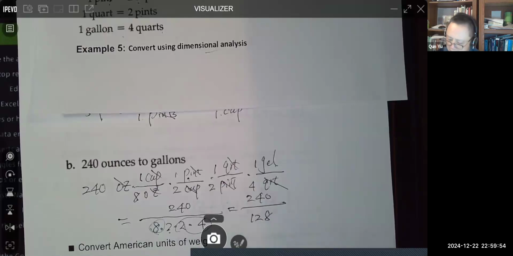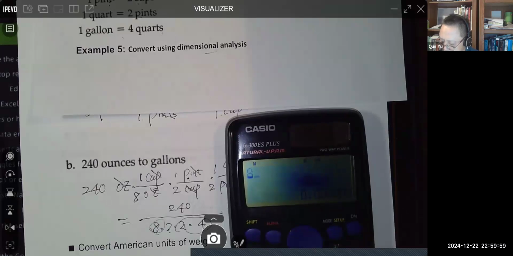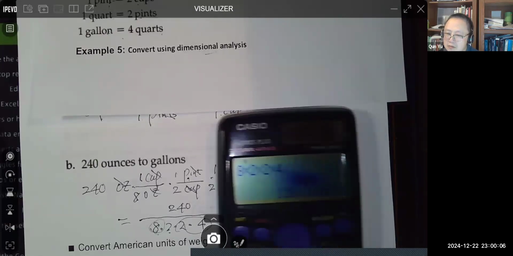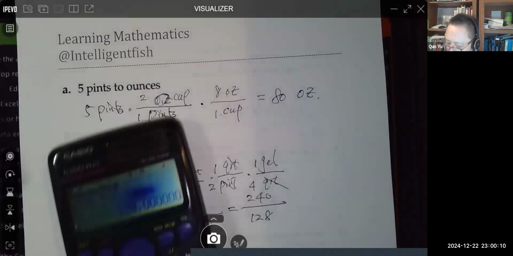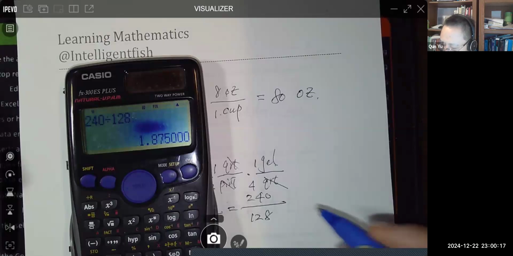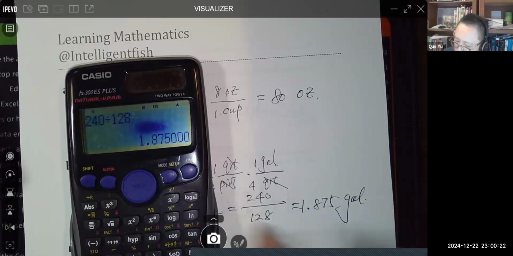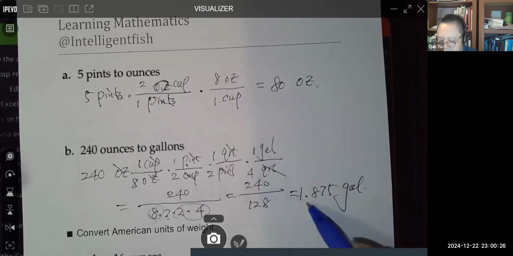But let's just use a calculator to double check. 8 times 2 times 2 times 4. 128. So finally, we need to use 240 divided by 128. 1.875 gallons. Don't do automatic rounding. You only do rounding according to the requirement. So I just leave it.